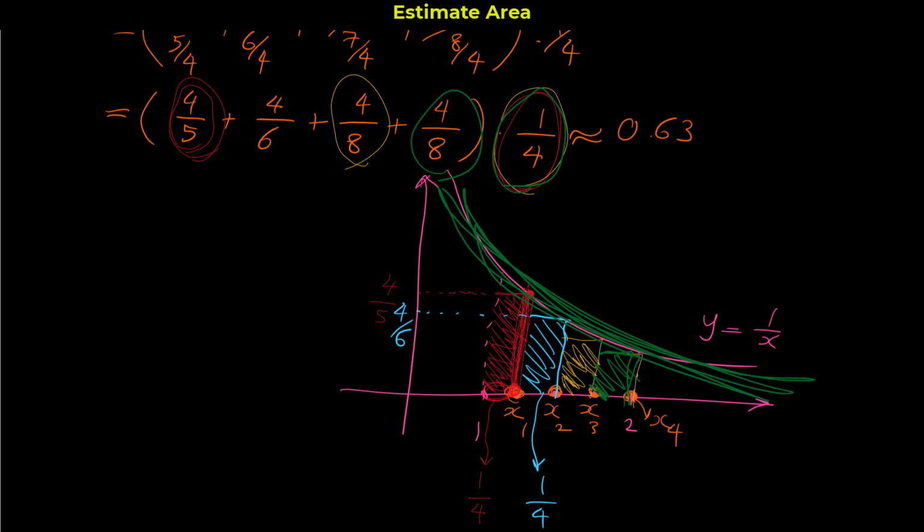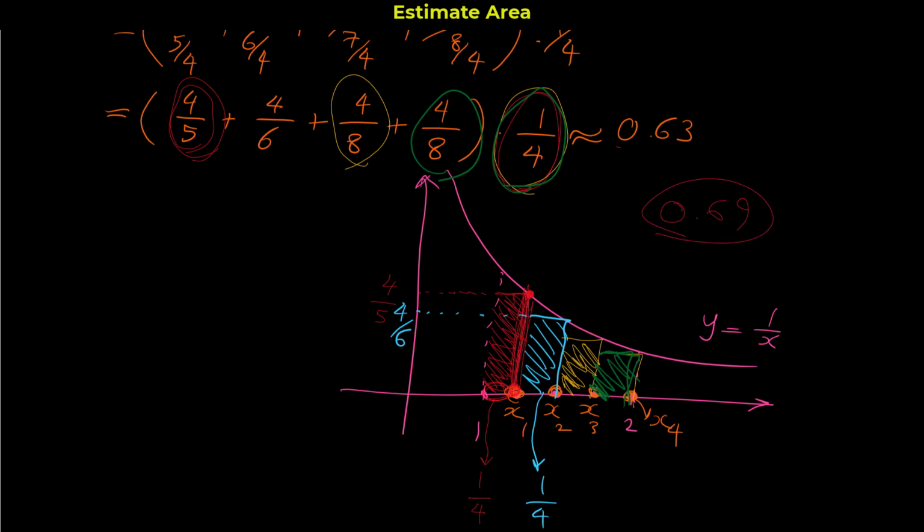Do you remember I mentioned that the actual, exact value of the area is 0.69? But the value that we got here with the estimation is 0.63. It is less than the actual value.